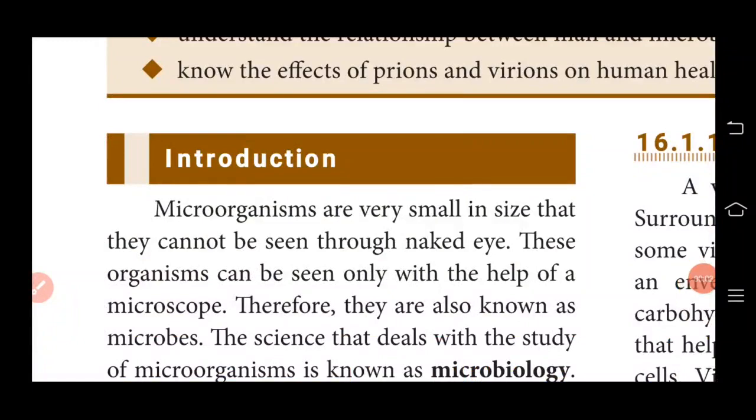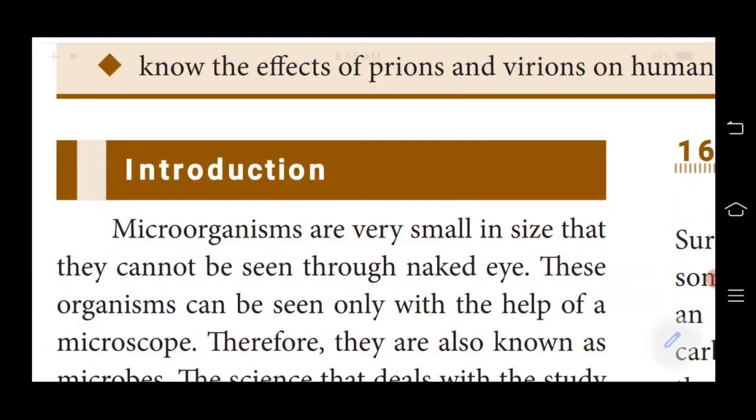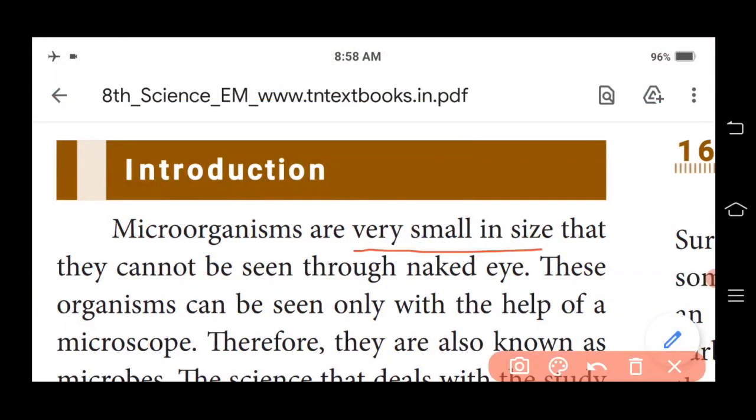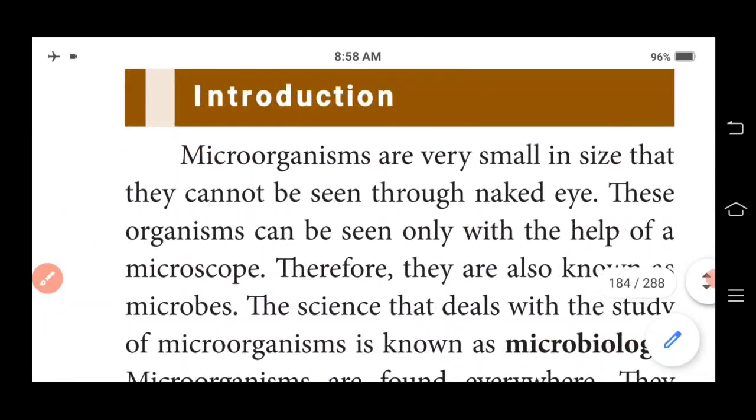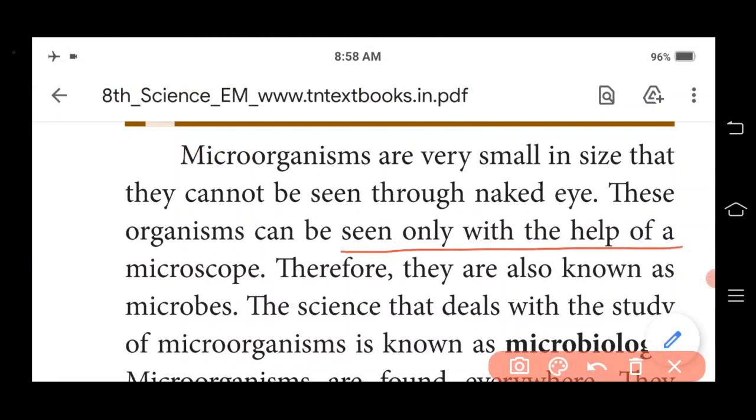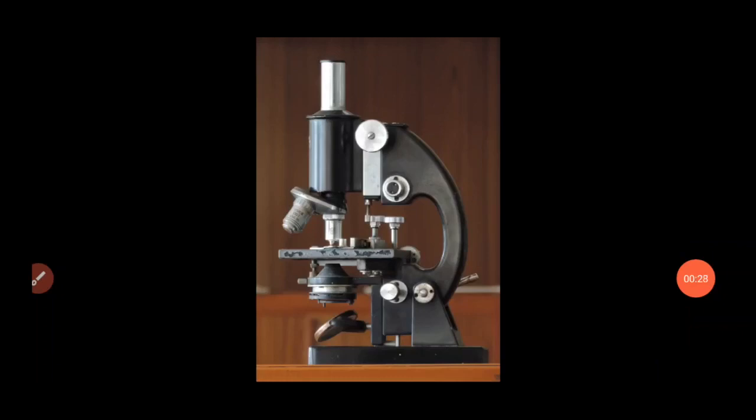Students, our next topic is an introduction to microorganisms. Microorganisms are so small in size that they cannot be seen with our naked eye. So these organisms can be seen only with the help of a microscope. This is the instrument named the microscope. The microscope is the instrument able to see the smallest living organisms, named microorganisms.